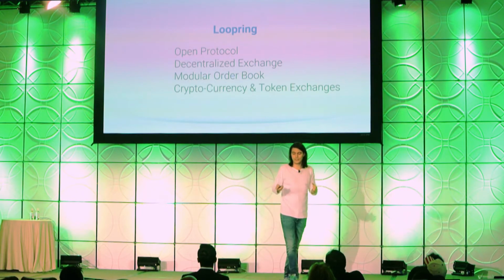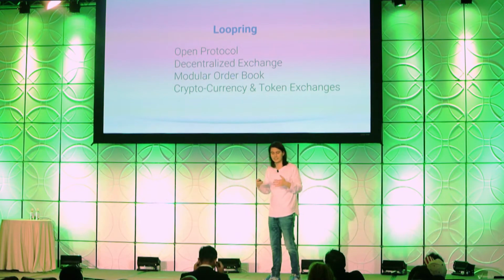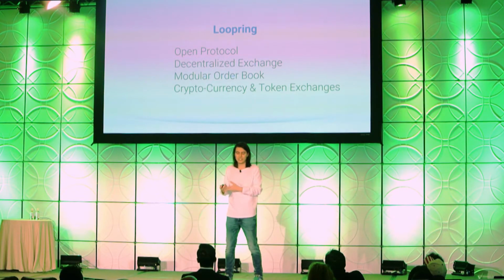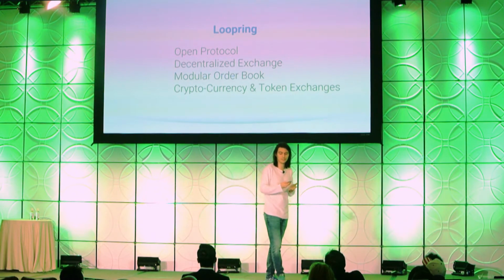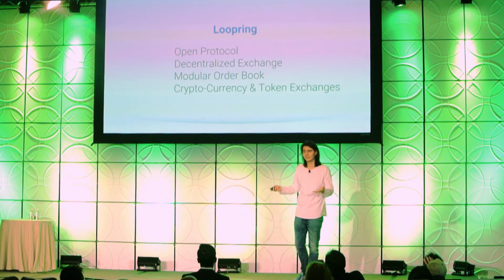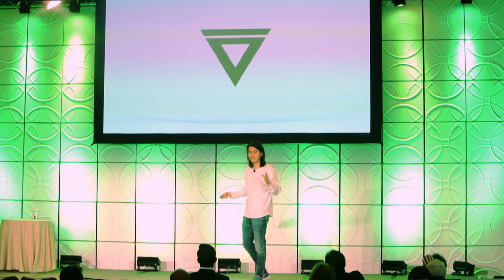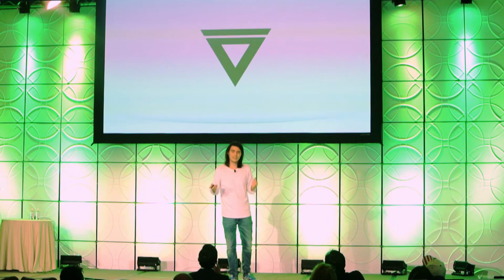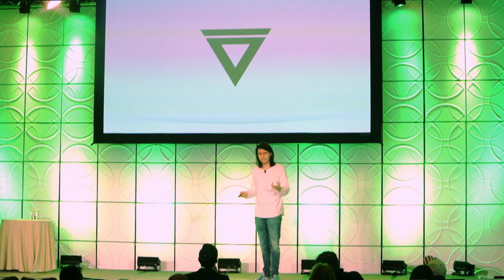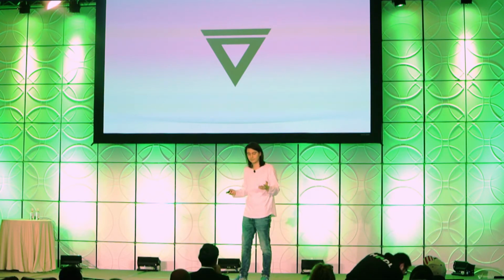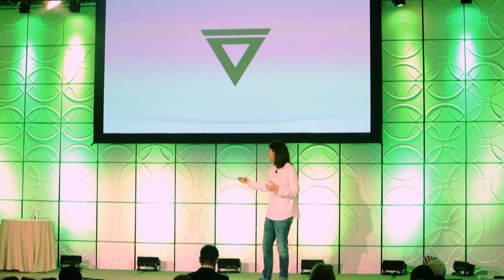So some of the features of Loopring, it's a lot more, but some of the features that I like to mention is that it's an open protocol. It's a decentralized exchange. It's a modular, pluggable order book, which applies to cryptocurrency and token exchanges. Now, with that in mind, think of VDT Network. VDT Network is an open protocol. It's a decentralized exchange. It's a modular order book. And it applies to automated computing, or in our case, specifically, rendering.